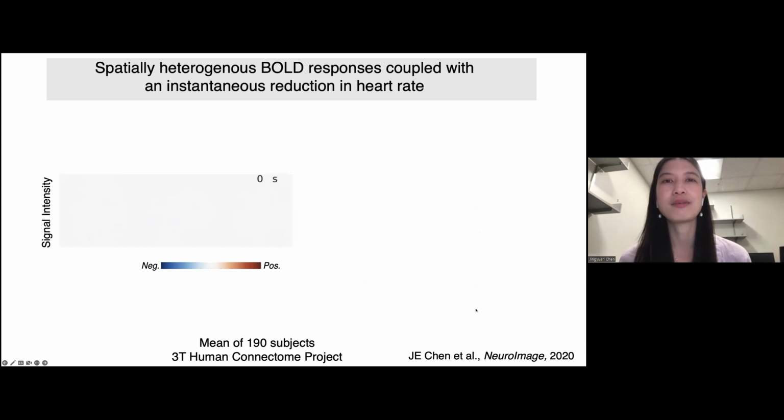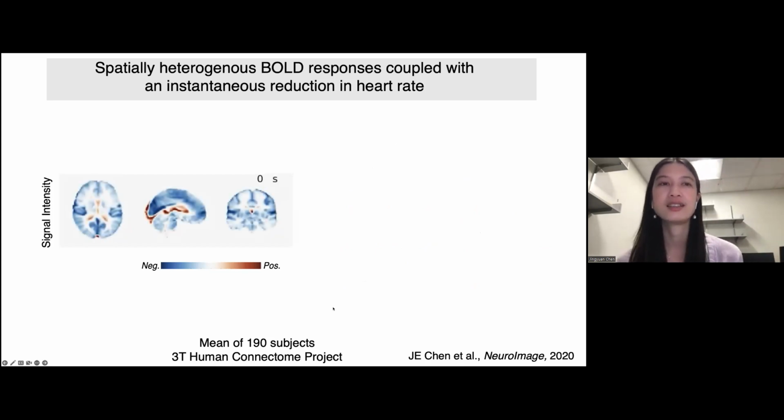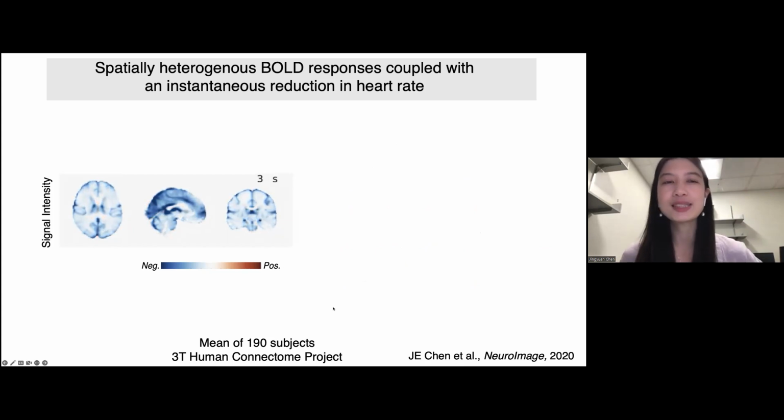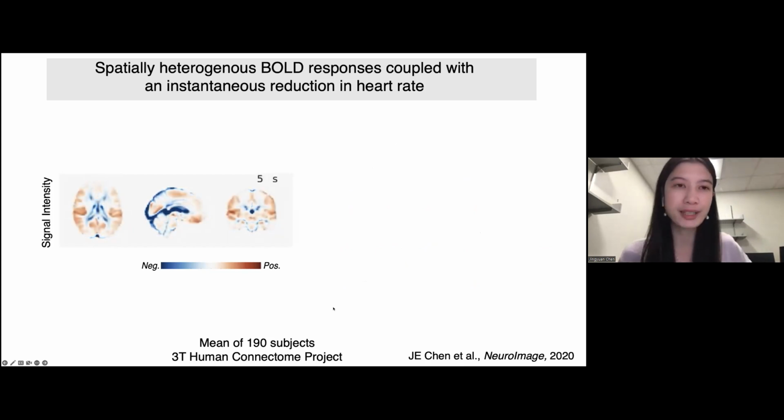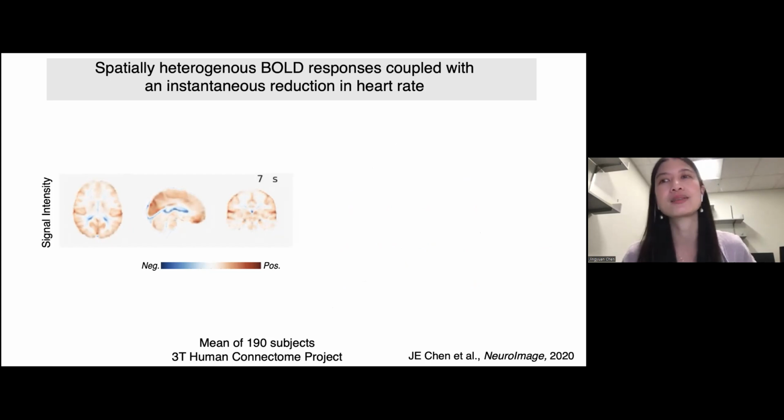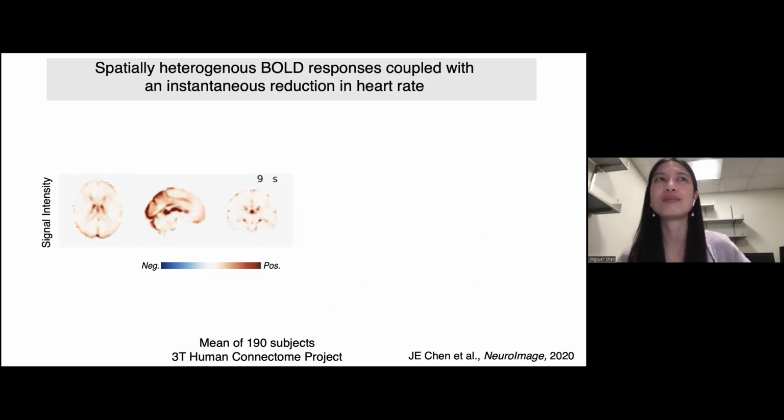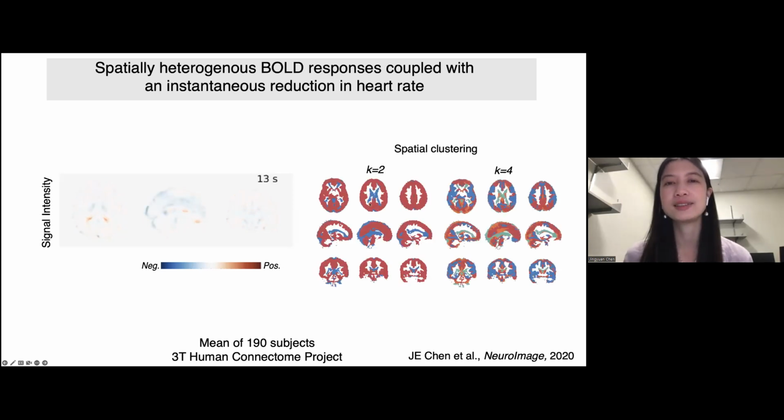And here it shows the response when there is a decrease in the heart rate. In this case, it looks slightly more homogeneous within the gray matter, and the most obvious changes occur between the white matter, ventricle regions and the gray matter. But if you increase the cluster number to look into the structures in the gray matter, you can still see those very clear network structure patterns here.